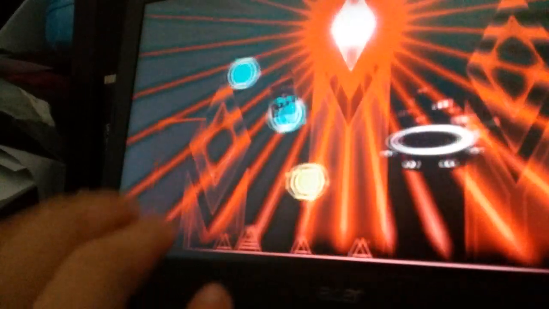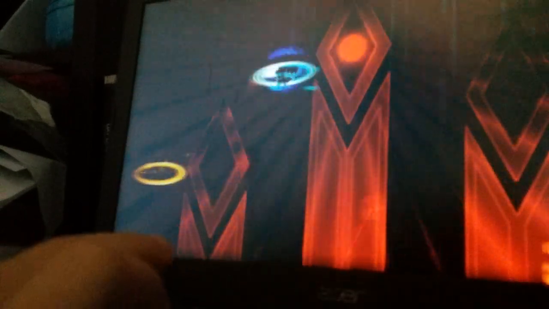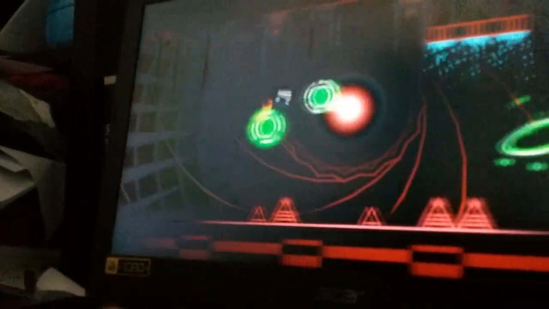The decoration, by the way, is incredible. I wish I could actually look at it, but I'm so focused on the gameplay that I just cannot look at it and appreciate how much time has gone into it.